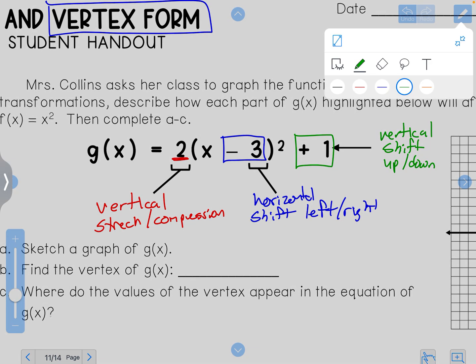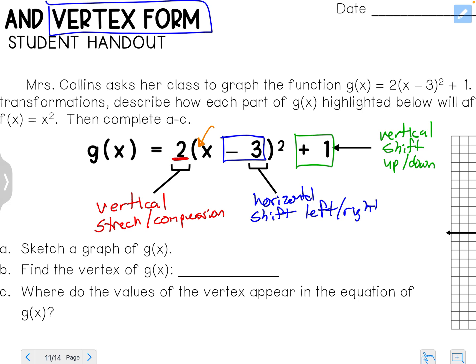And then we also talked about if we change the number in front of x, but inside the parentheses, that was our horizontal stretch or compression.